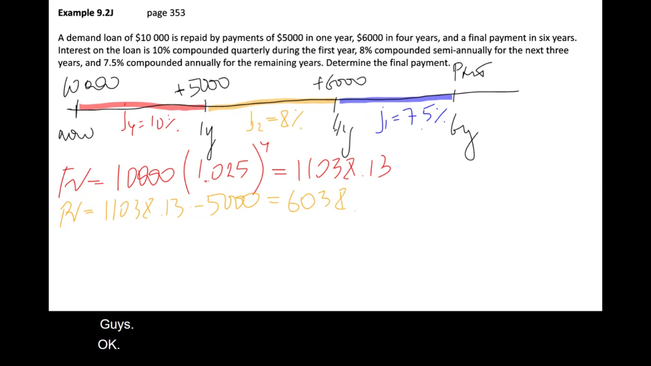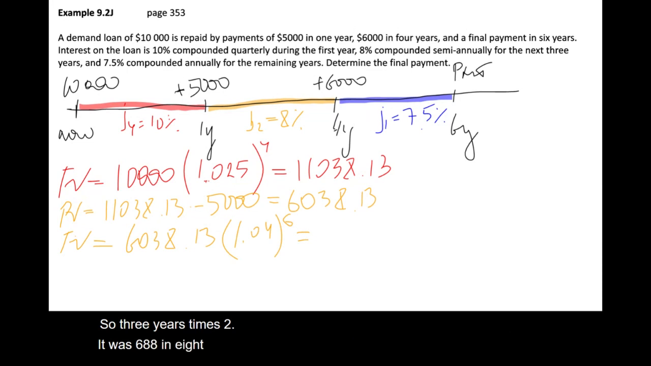Okay. So, and future value, it is what? $6,038.13. Now 1.04 exponent 6. So 3 years times 2, it was 6 at 8 o'clock this morning. 7, 6, 4, 0, 16.